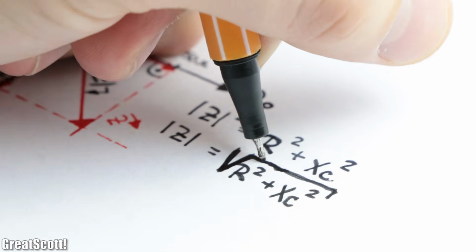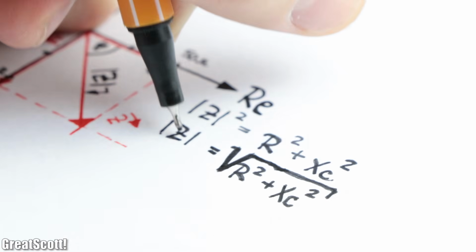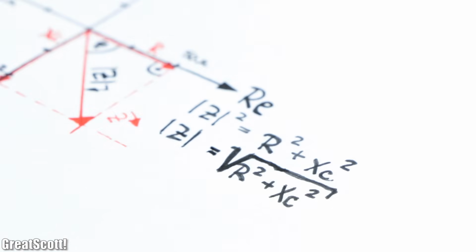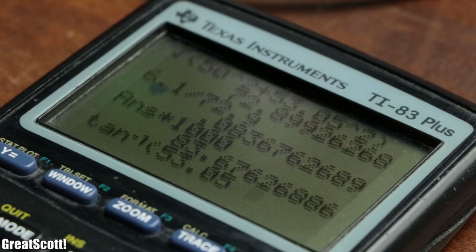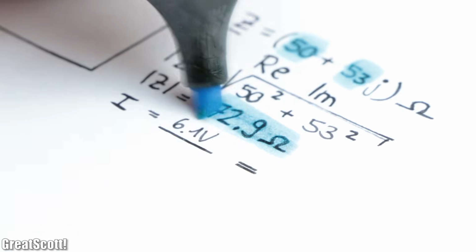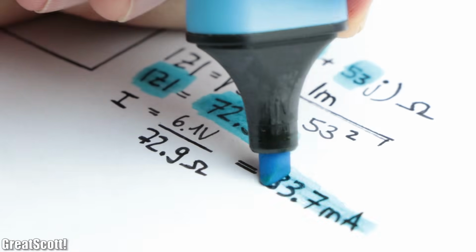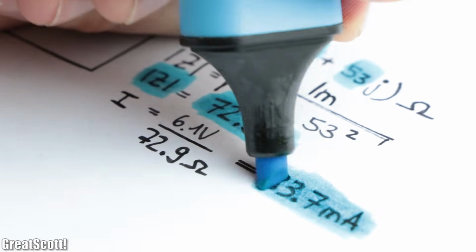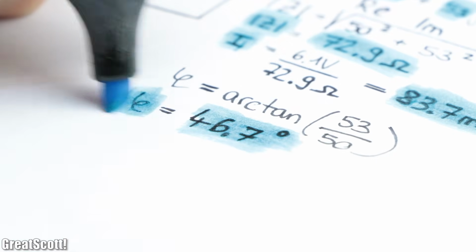So according to simple trigonometry, the magnitude equals the root of R squared plus Xc squared, and the phase angle is arctangent of Xc divided by R. And by using my trusty old TI-83+, I calculated a magnitude of 72.9 ohms, which equals a current flow of 83.7 milliamps, and a phase angle of 46.7 degrees.